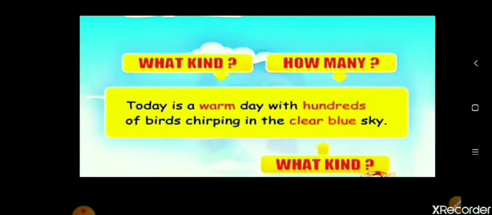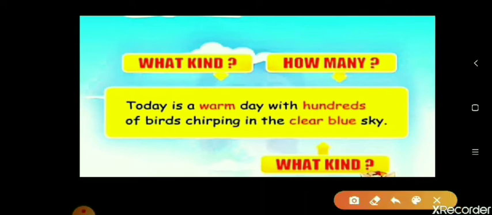Today is a warm day with hundreds of birds chirping in the clear blue sky. Now children, here as you can see, warm is what kind of day. It is describing what kind of day it is. It is warm. In the same way, clear blue sky is also telling us what kind of sky it is. The sky is clear blue. Then how many? The word hundreds describes how many birds there are.